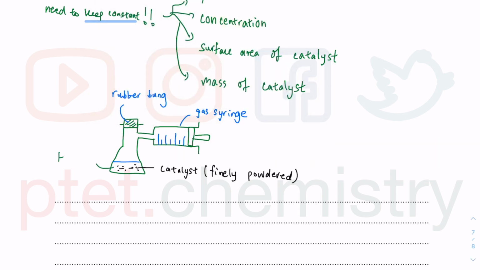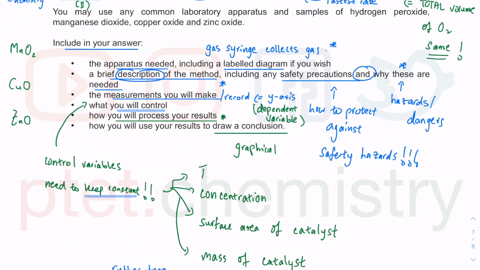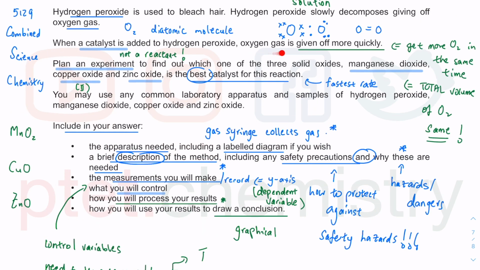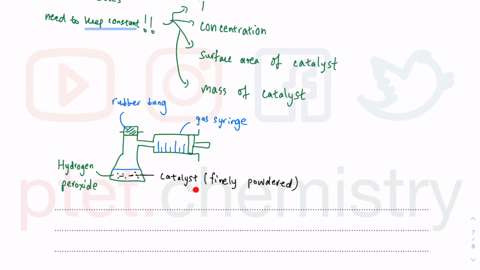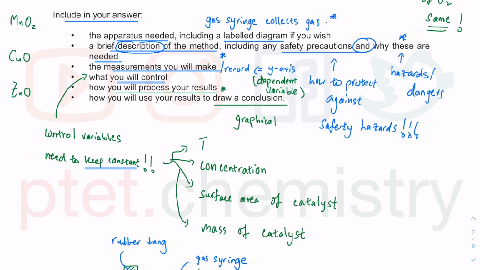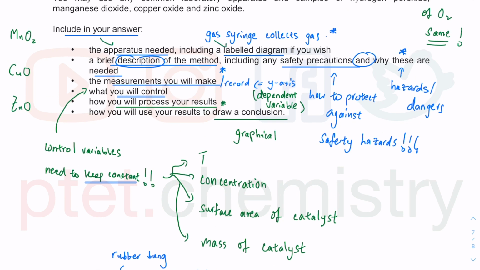This is going to be my hydrogen peroxide, the stuff that will decompose to give you oxygen according to the question, because I know how to read the question. It decomposes, giving you oxygen gas. In the presence of catalyst, it's going to be very fast. It's going to push out the piston as you collect the oxygen gas in here. So apparatus needed, labelled diagram, that one is done.